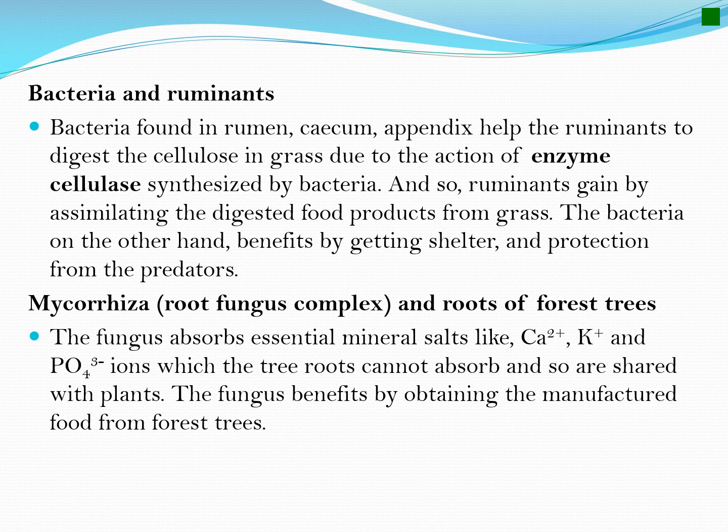Mycorrhiza and roots of forest trees is another example of mutualism. Already myco means fungus, and rhiza means a root. So when we say mycorrhiza, we understand the association between fungi and roots of some plant species. The fungus absorbs essential mineral salts like calcium, potassium, and phosphate ions, which the tree roots cannot absorb and so are shared with the plants. The fungus in return will benefit by obtaining the manufactured food from the forest trees.